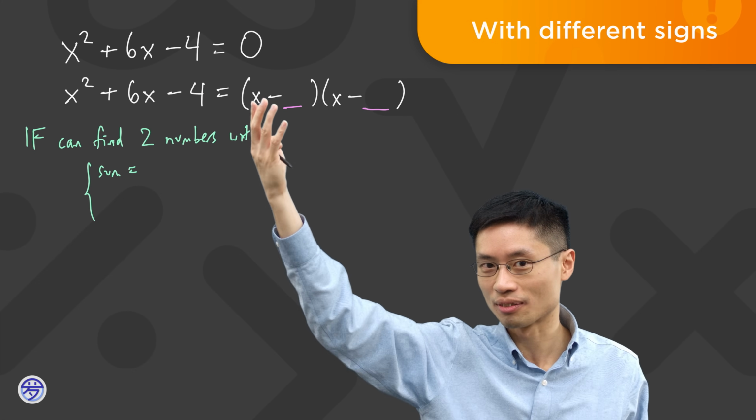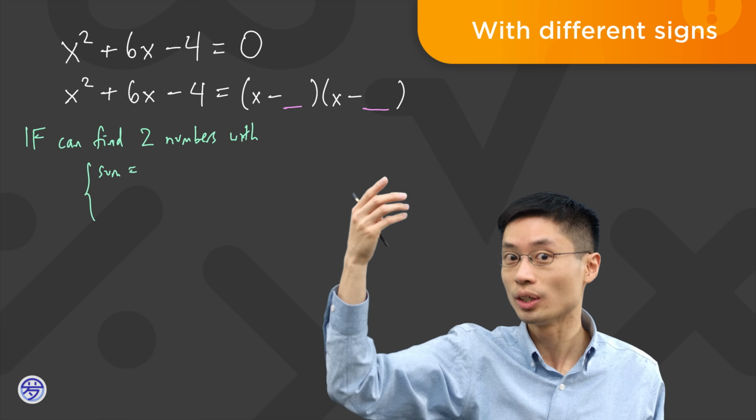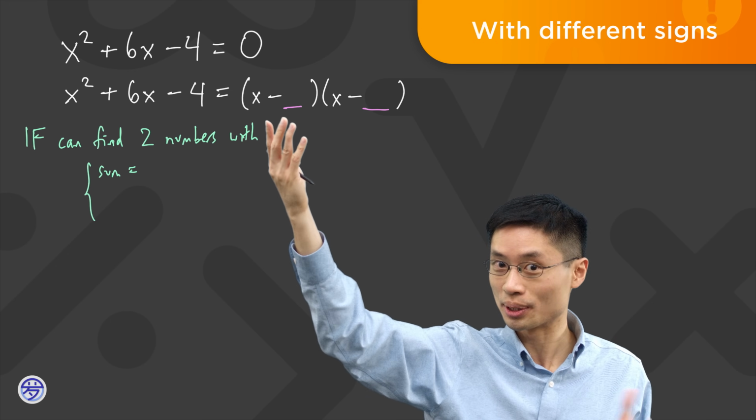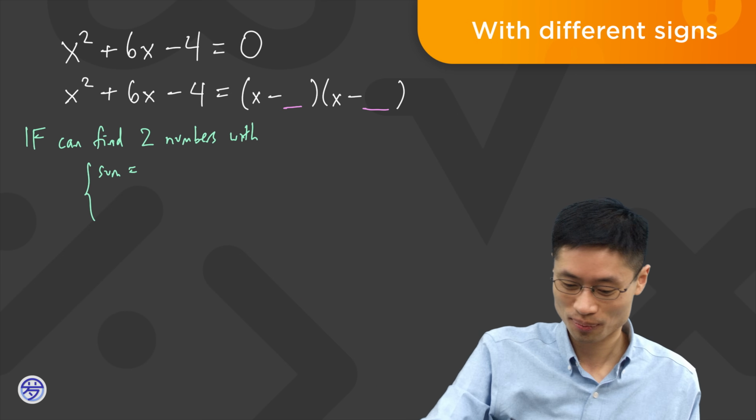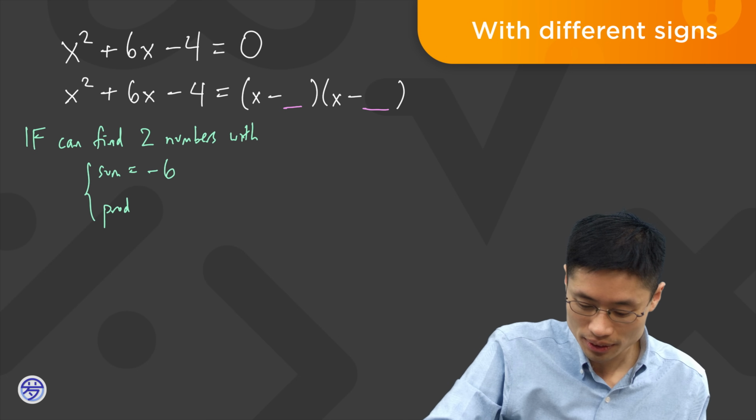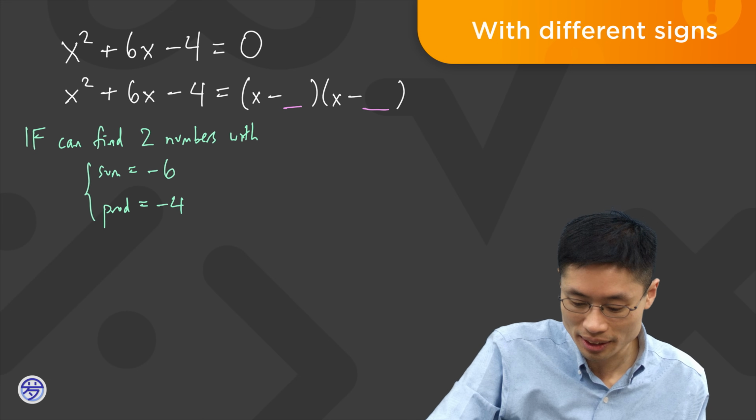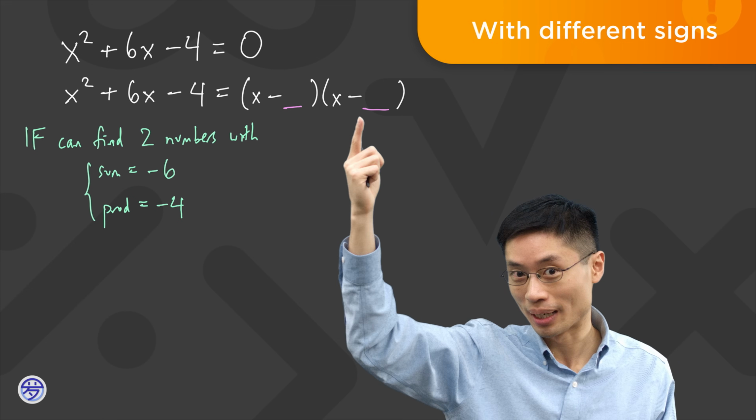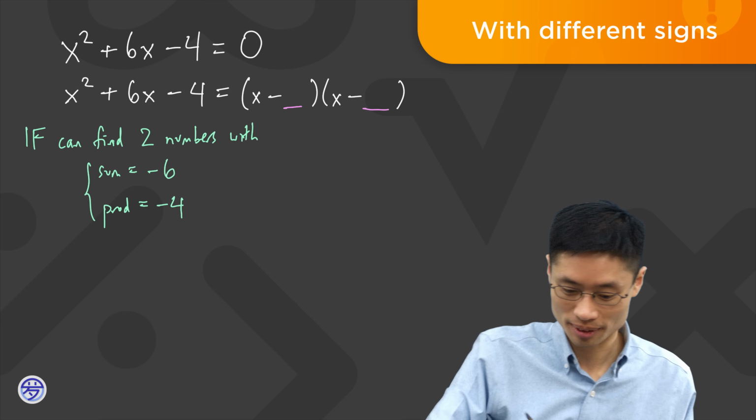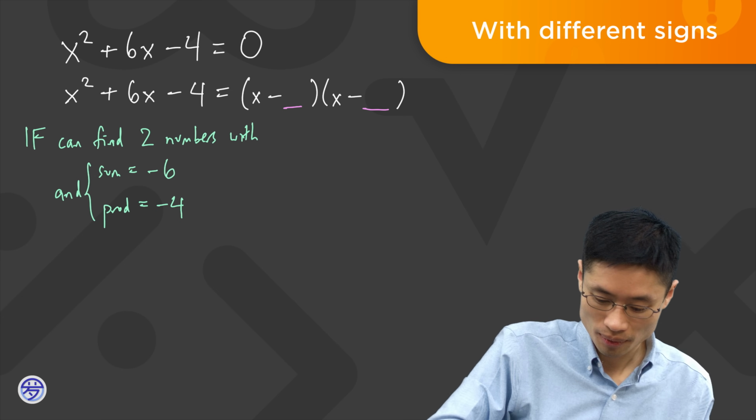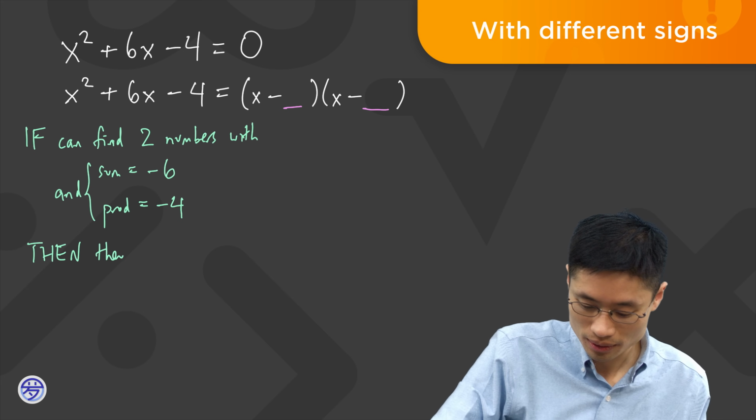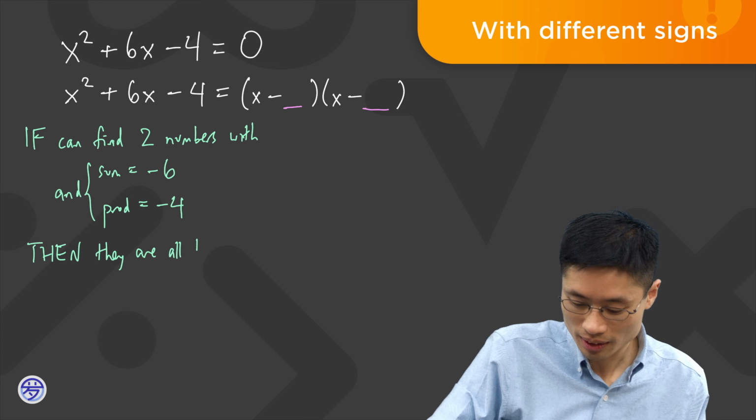Because if you remember, we used the fact that multiplying two things to get 0 happens precisely when at least one of them is 0, and x minus blank is 0 precisely when x equals blank. So I need two numbers with sum equals negative 6, product, this time, has to be minus 4. Minus this blank times minus that blank is just the product of those two blanks, and that's supposed to be minus 4. Then they are all the solutions.